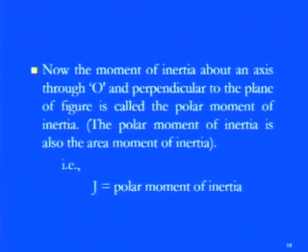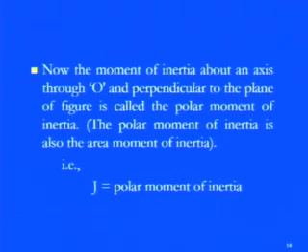Now, the moment of inertia about the axis passing through O, as I just told you, x to x dash or y to y dash passing through O, and perpendicular to the plane of the figure, is also called the polar moment of inertia, or the area moment of inertia. So this is a new term, whose concern is the axis perpendicular to the plane of the figure.